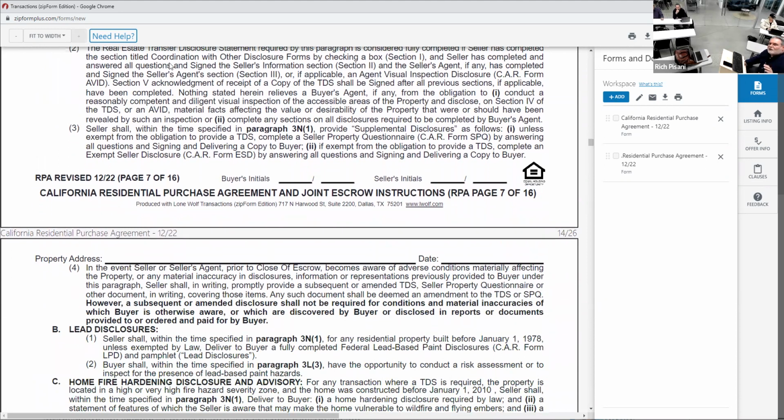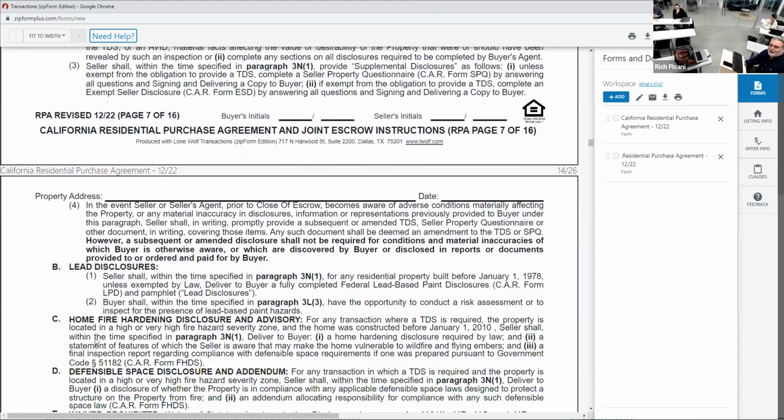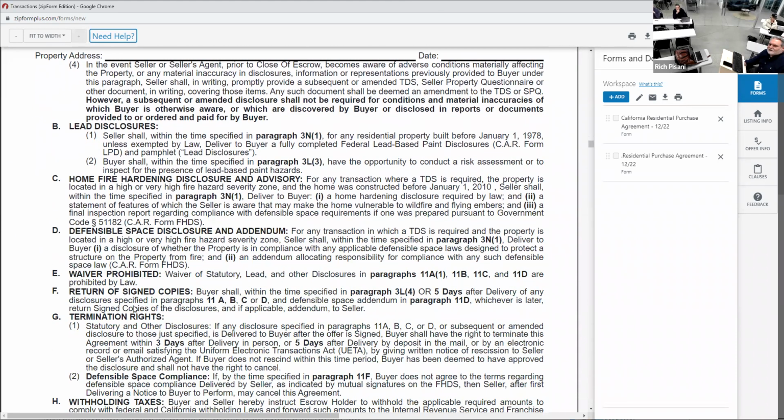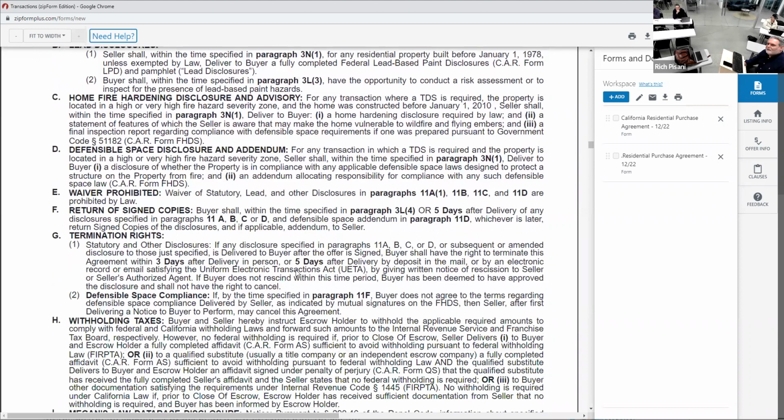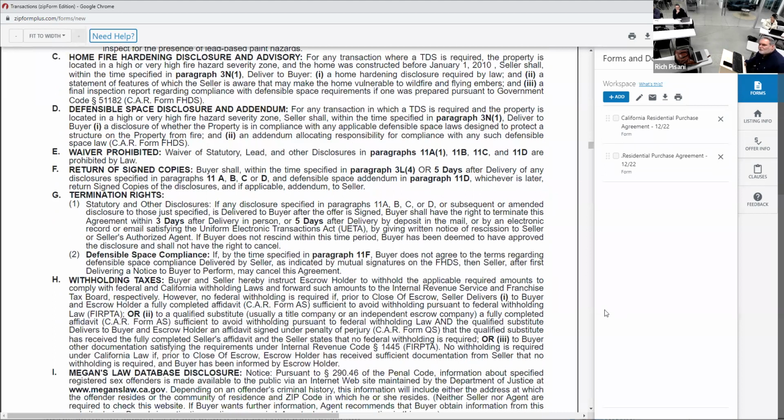Now, included is the SPQ, which is not required by law, but it's in here as a contractual obligation, which the seller, if they wanted, could counter out. They could not counter out a TDS if they're not exempt. So this talks about lead and home defensible space, waiver prohibited, meaning you can't waive this, return of signed copies within 5 days, termination rights.